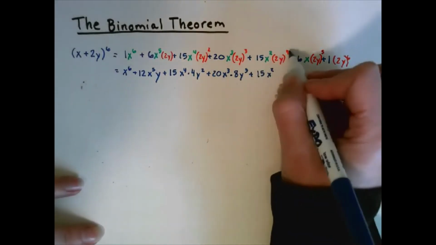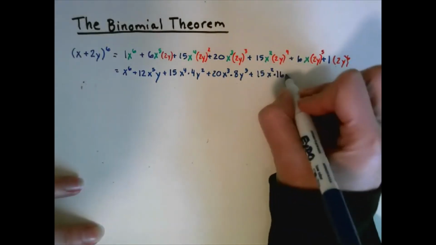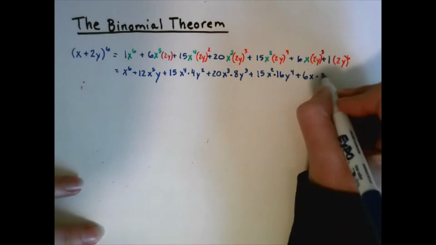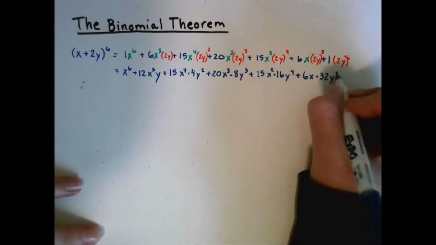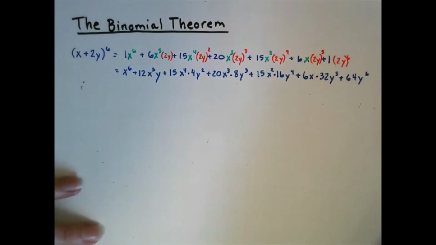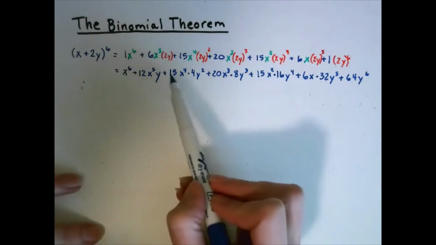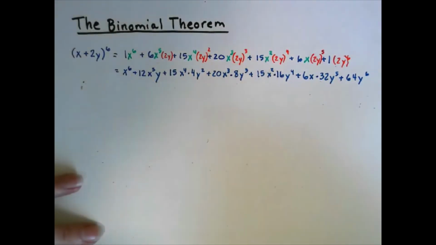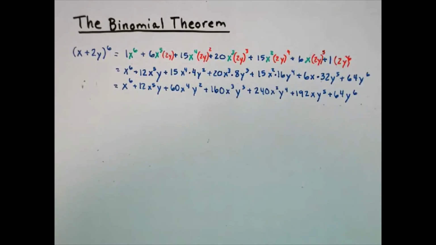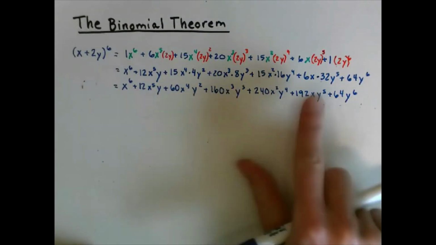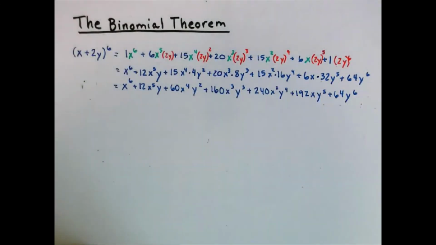15x squared, 2 to the 4th is 16. 2 to the 5th is 32. And 2 to the 6th is 64 y to the 6th. So the last thing I'm going to do is multiply the 15 and the 4, the 20 and the 8, the 15 and the 16, and so on. So after I do all the multiplication, the coefficients are now 12, 60, 160, 240, 192, and 64.